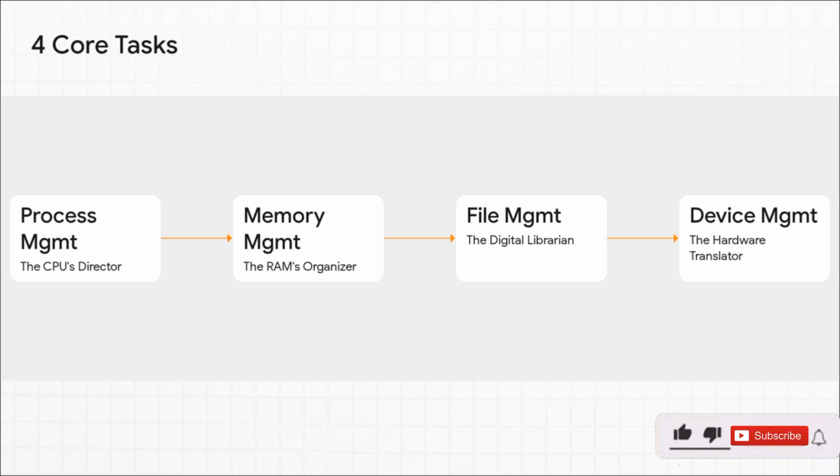Then there's memory management. That's like arranging where all the musicians sit on stage, making sure everyone has enough space in the RAM to do their job without bumping into each other. Next, file management. The OS is the orchestra's librarian, knowing exactly where every piece of sheet music, or in our case, every single file, is stored. And finally, device management. This is the master translator, making sure every instrument, from your printer to your mouse, can communicate perfectly with the rest of the orchestra.